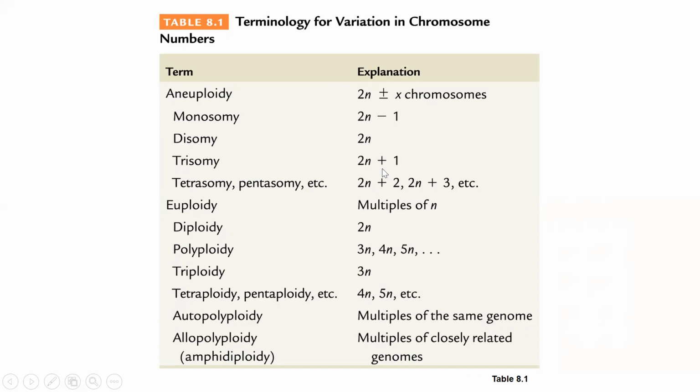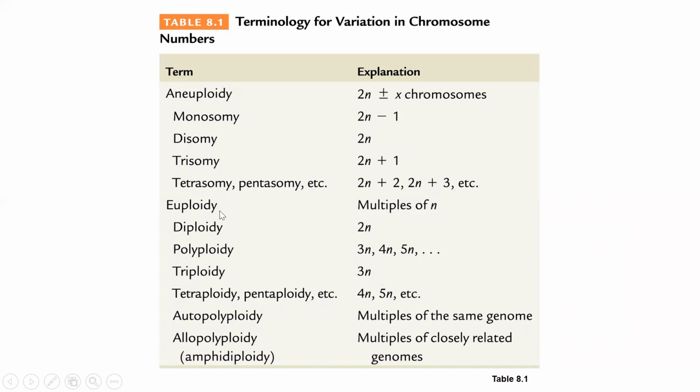Trisomy, you have one extra chromosome than the diploid number. Then it goes tetrasomy, pentasomy, which just adds one chromosome to each higher level. So tetrasomy is 2n plus 2, pentasomy is 2n plus 3, and so on and so forth. It just continues up the number of chromosomes, okay?